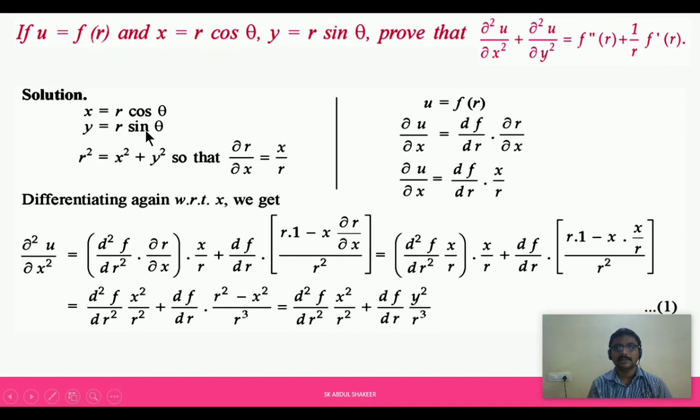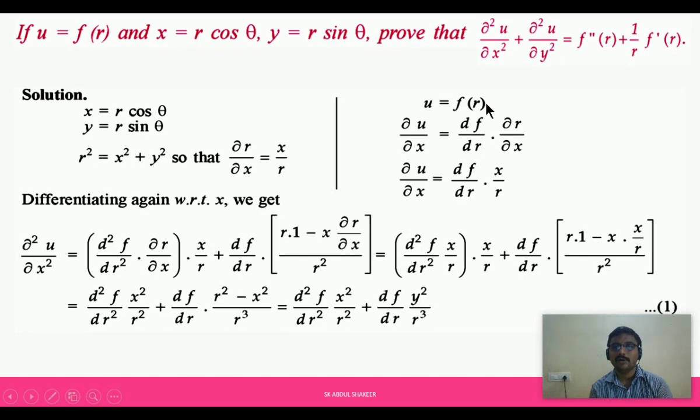Given x is r cos theta and y is r sin theta. Using these two equations, we will have r squared is x squared plus y squared, which is obtained by squaring and adding these two equations. Computing ∂r/∂x by differentiating partially with respect to x: the derivative of r squared is 2r into ∂r/∂x, of x squared is 2x, and of y squared is 0. Clearly 2r ∂r/∂x is 2x, the 2 gets cancelled, so we have ∂r/∂x is x by r.